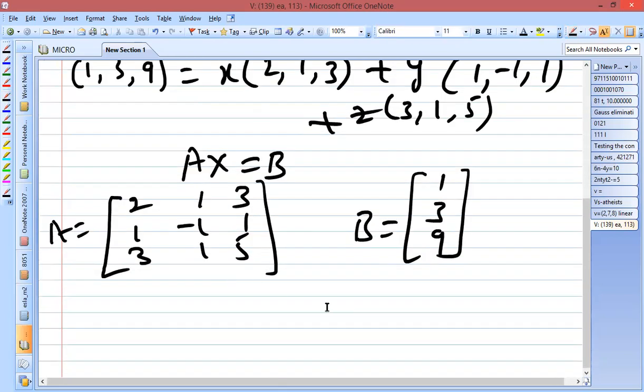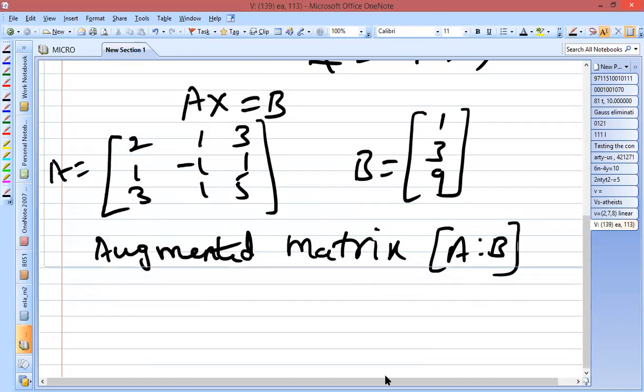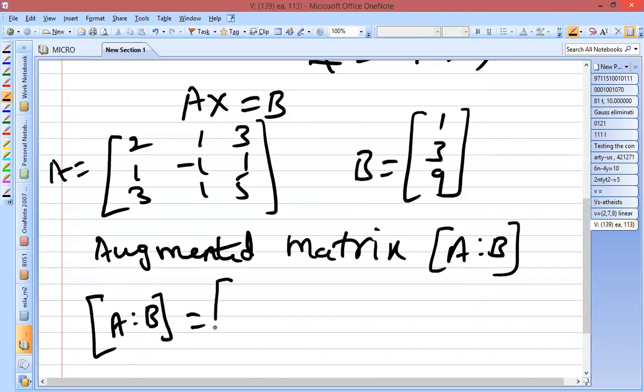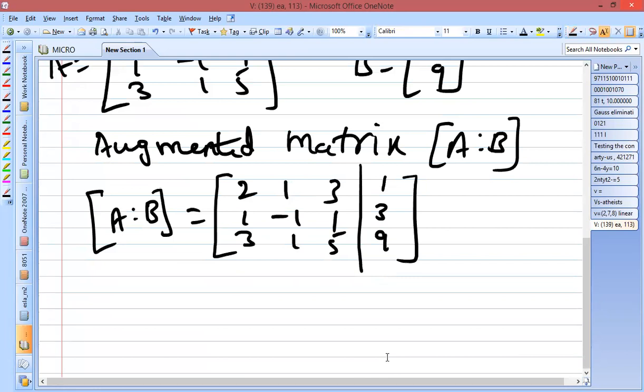Now considering the augmented matrix, what do you mean by augmented matrix? The augmented matrix is nothing but you combine the matrix A with the column of the matrix B. We can write the augmented matrix as A|B, or A comma B, whatever you want. It can be written as (2, 1, 3), (1, -1, 1), (3, 1, 5). Use a vertical line to show the separation, then write the elements of B.